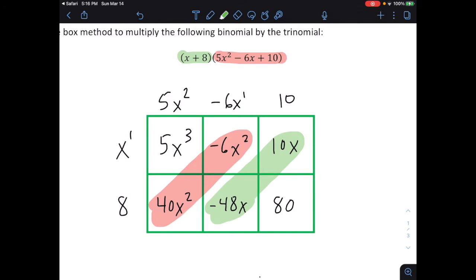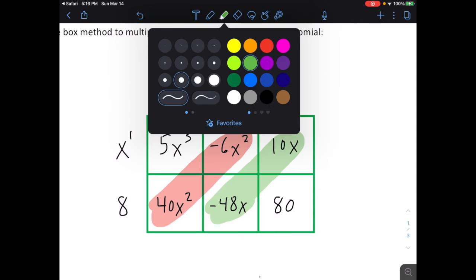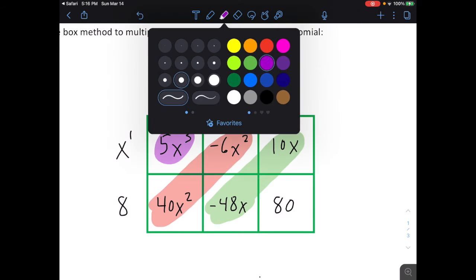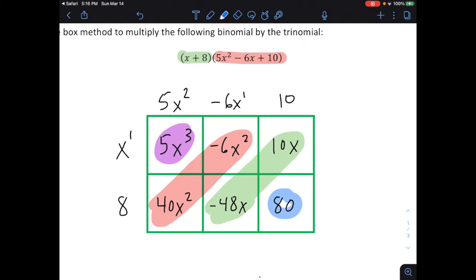So if we look at this, I'm going to go ahead and shade the other two with some additional colors. So we have this one, and then we have also this one here. Okay, so one thing that's kind of cool about being able to use highlighters like this is I can look at this and say, hey, I've got a purple one, a red one, a green one, and a blue one. That means I'm going to have 4 terms in my answer, because I'm going to be able to combine the 2 red ones, I'm going to be able to combine the 2 green ones, and end up with just 4 things that are left.